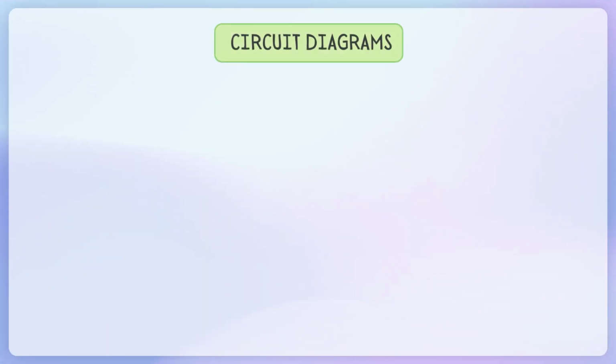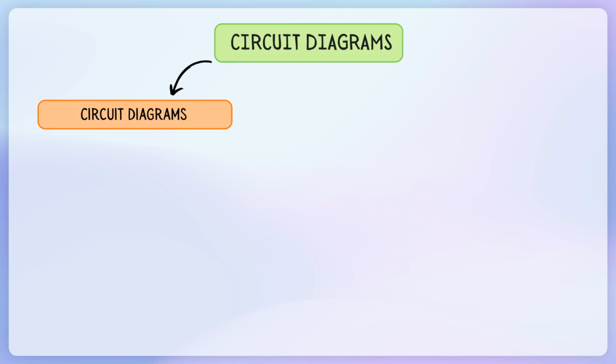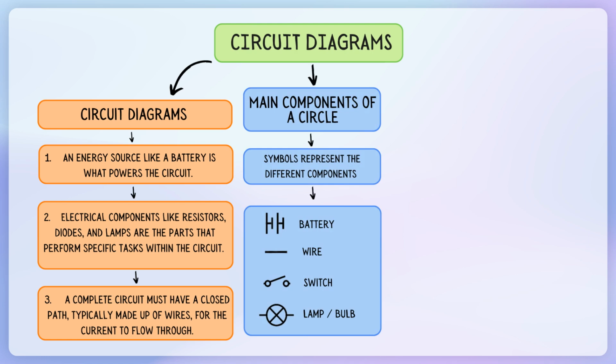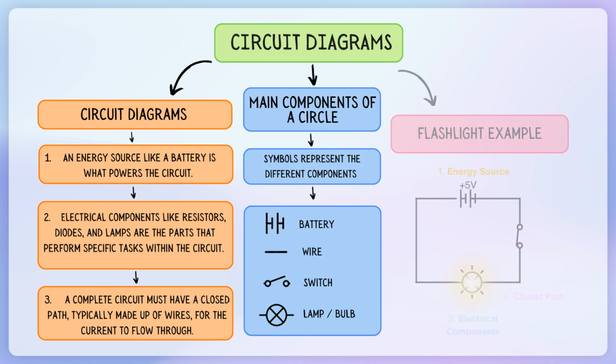In today's lesson, we explored circuit diagrams and their importance in representing electrical circuits in a clear and standardized way. We discussed how circuit diagrams use specific symbols to represent different components, making it easier to understand and troubleshoot circuits. We also covered the main components of a circuit and examined an example circuit to see how symbols come together to illustrate a complete electrical pathway.